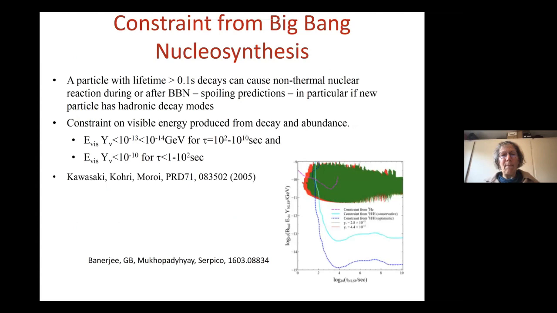In this study that was done here, I just want to give you an idea of what these constraints can do. This is the allowed parameter space as a function of the lifetime of the NLSP, the tau. And this is the constraint on the visible energy that is produced from the decay. So basically if the lifetime is above 10^3 seconds, it's roughly a straight line. And even for a smaller lifetime, you still have a decay that constrains this ratio of visible energy times yield to be less than 10^-10. Okay, but there's still the possibility of having a neutrino dark matter in these conditions.